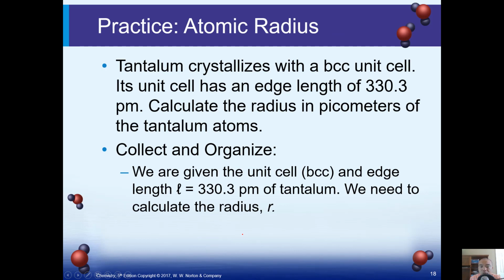Tantalum crystallizes with a body-centered cubic unit cell. Its unit cell has an edge length of 330 picometer. Calculate the radius in picometers of the tantalum atoms. We are given the unit cell, body-centered cubic, and the edge length L is 330.3 picometer. We need to calculate the radius.